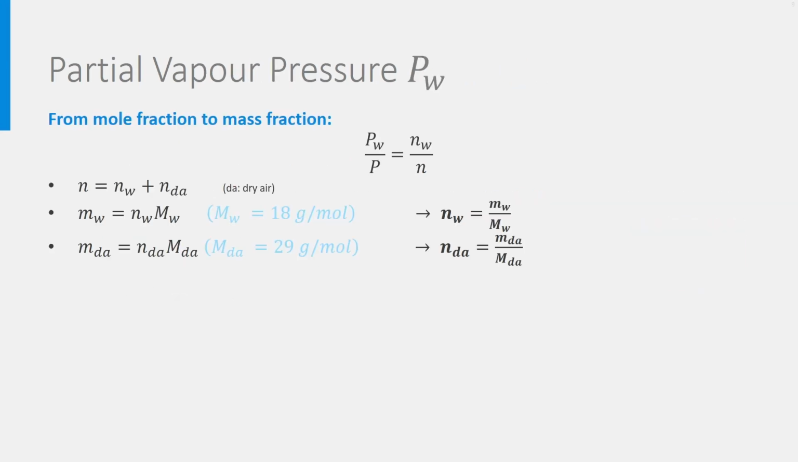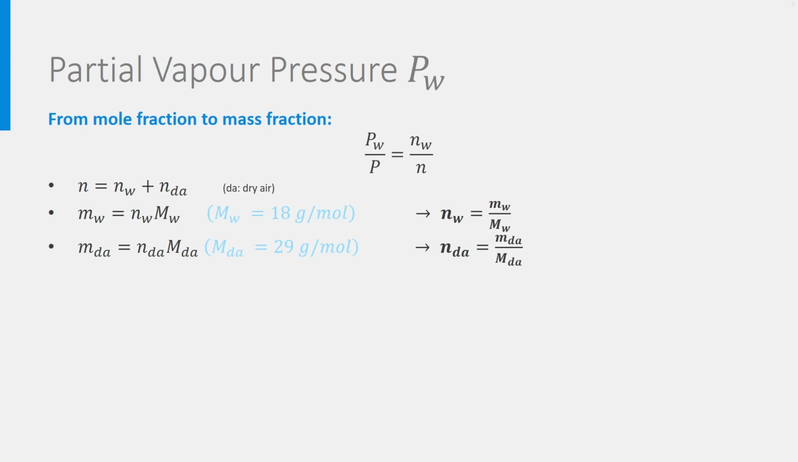As mechanical engineers, we prefer to work with mass rather than with moles. So let's convert this mole ratio to a mass ratio. Of course, the total number of moles is equal to the moles of water vapor plus the moles of dry air. Then I remind you that the mass is the number of moles times the molar mass.